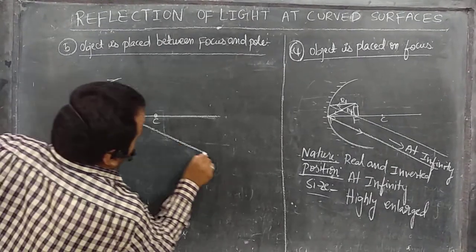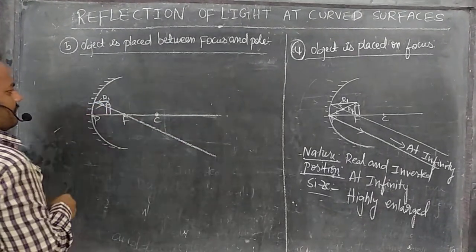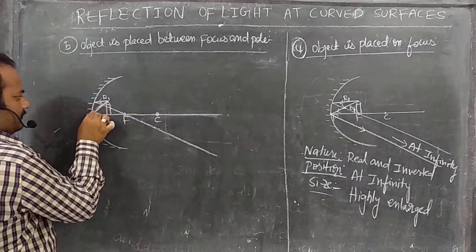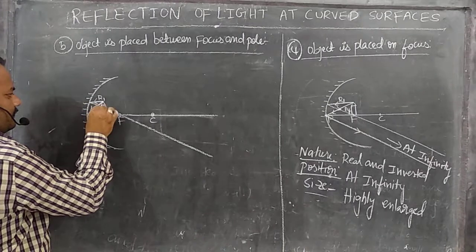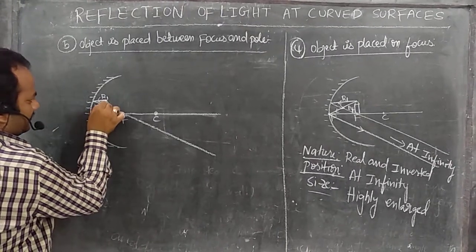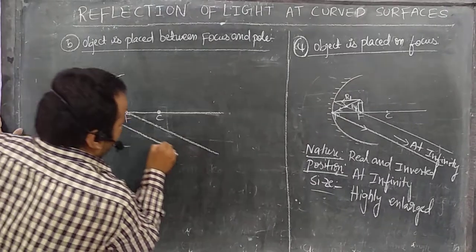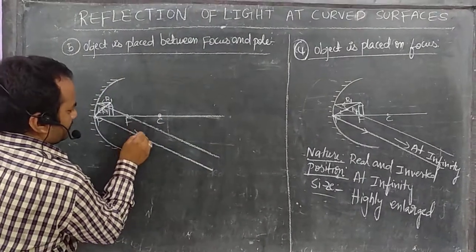And the reflected ray passes through the focus. Can I apply rule 4? Because the object is so close to the pole. Once again, let us apply rule 4. The incident ray is falling on the pole of the concave mirror and the reflected ray makes the same angle with the principal axis.